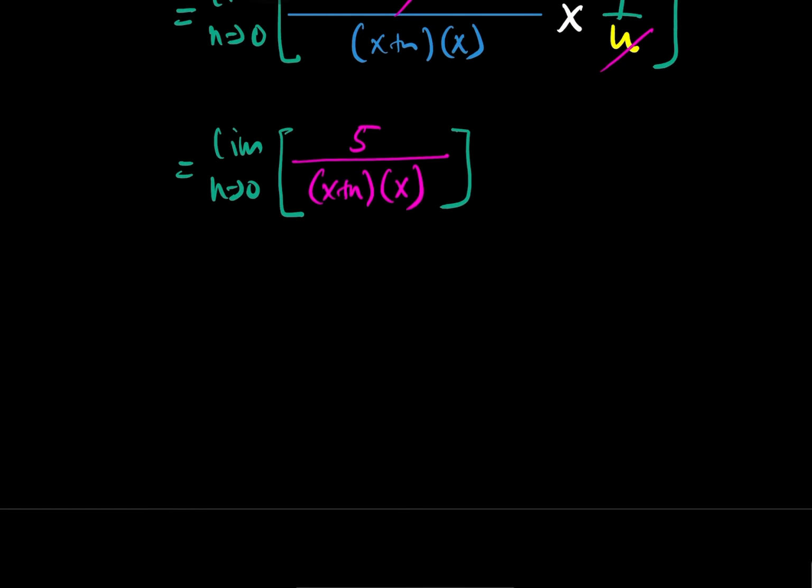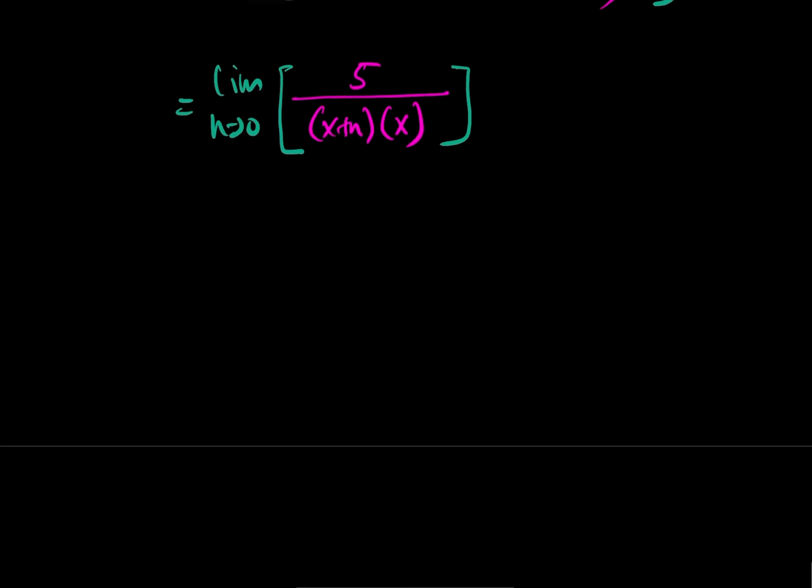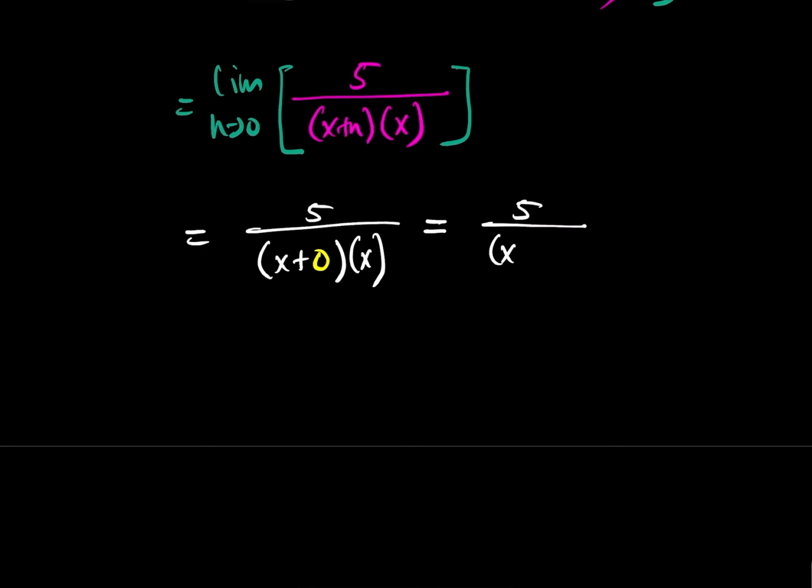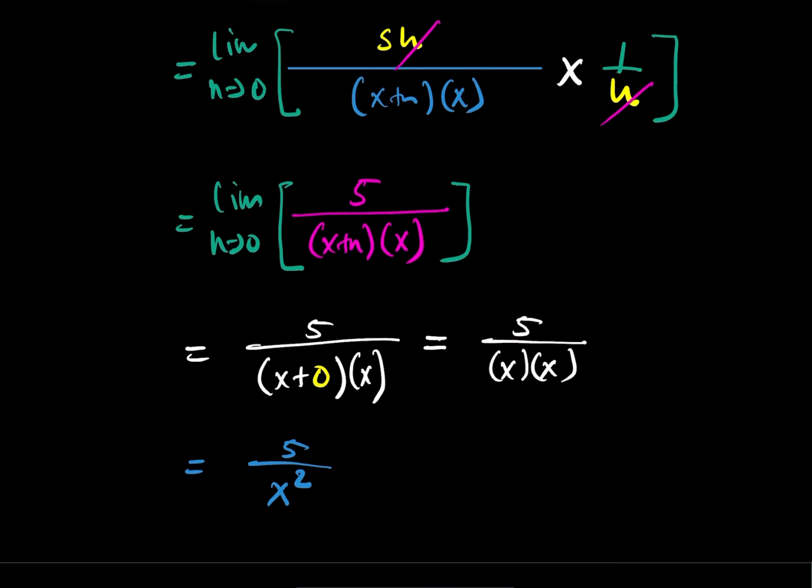Now, pay attention. Now that you have really simplified this one, you just need to substitute your h as 0 there. And this becomes 5 divided by your x plus h, but your h tends to 0. So you're going to close that and multiply this by x. And that is really going to be equal to 5 divided by x into x, because x plus 0 here is just x. And as a result, you're going to get 5 over x squared. This is how you're going to apply your first principle.